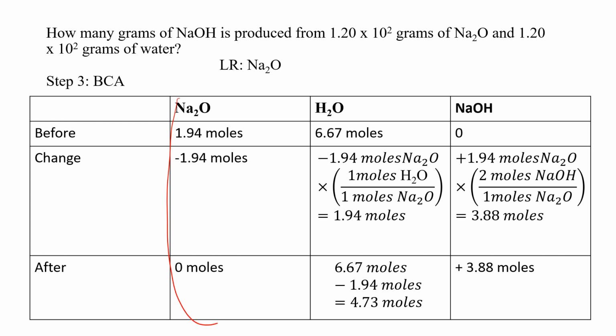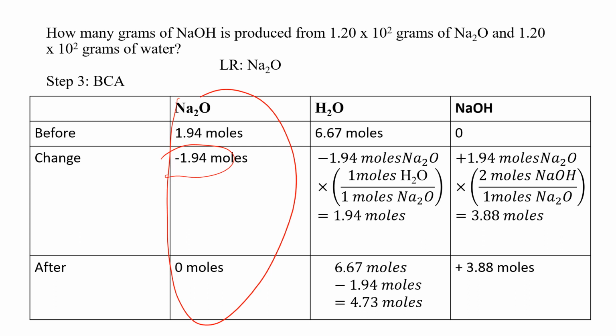usually the easiest way to do it is to fill out the column for the limiting reagent first. So to start with, I have 1.94 moles of sodium oxide given by the question. I know that for the limiting reagent, I should be able to use up everything. So afterwards, I should have none left. That's why I will have negative 1.94 moles here. And then to come up with a 0, it is just 1.94 minus 1.94, or 1.94 plus negative 1.94 moles.